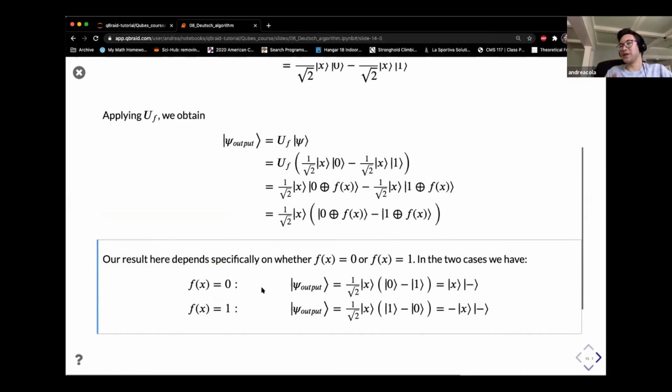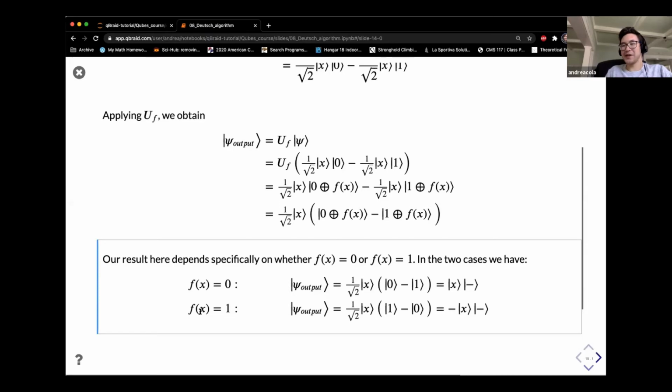Okay, so now notice here that our result depends specifically on whether this last term in the last line is an x and then 0 minus 1 or 1 minus 0. That depends on whether f of x is equal to 0 or f of x is equal to 1. There are two cases. If f of x equals 0, then this last expression will be 1 over square root 2x, that stays the same, and then 0 minus 1, right? If f of x is equal to 0, which is the same as x minus.